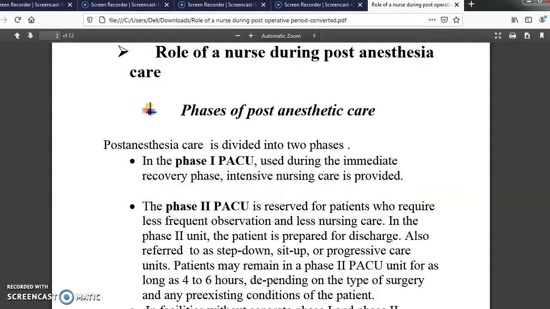The immediate post-operative phase and the late post-operative phase. That is, the immediate phase is phase 1 PACU, and the late post-operative phase is phase 2 PACU. Phase 1 PACU requires intense nursing care, while phase 2 PACU requires less frequent observation.